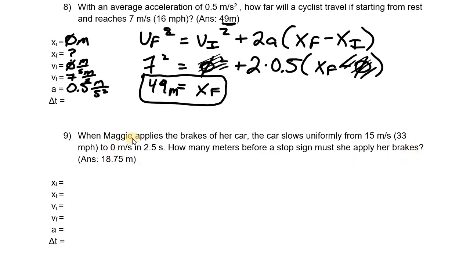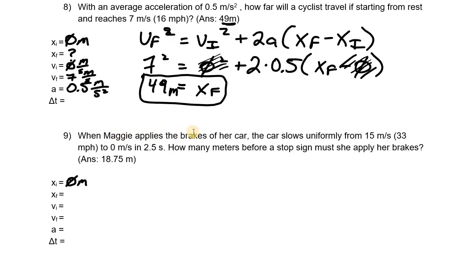Okay, well, what's happening here? It sounds like Maggie is driving in her car and she's slowing down to a stop sign and she's coming to a complete stop. That's what this 0 meters per second is telling us right now. So let's pull out some given information. What do you think her initial position is going to be? It doesn't really tell us anything specific, so we're just going to go ahead and say it's 0.